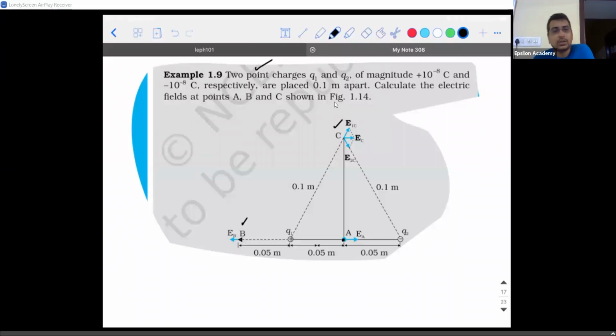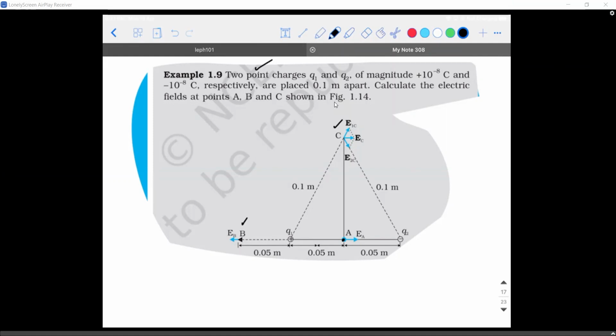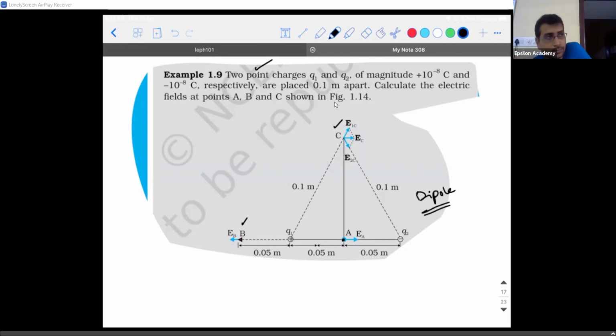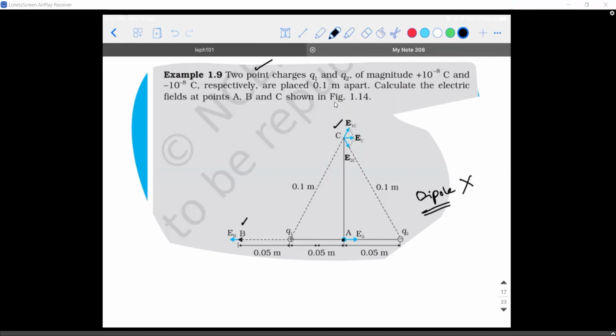That is the point. So can I consider this as a dipole? Can I take it as a dipole? Guys, yes or no? Yes. No.